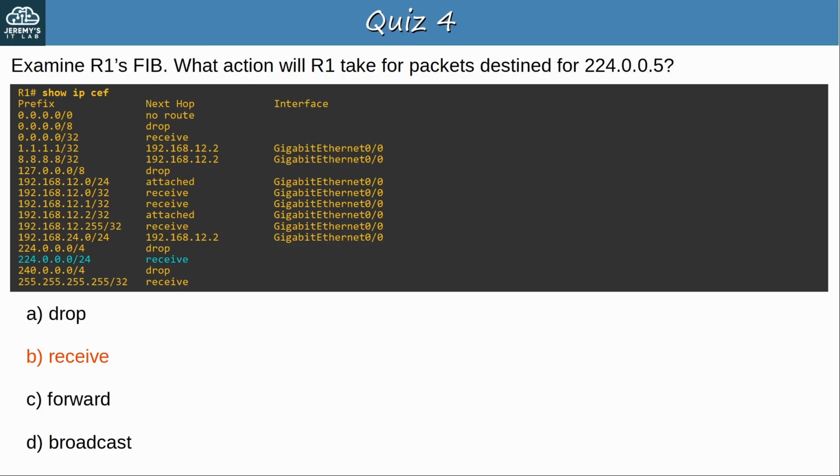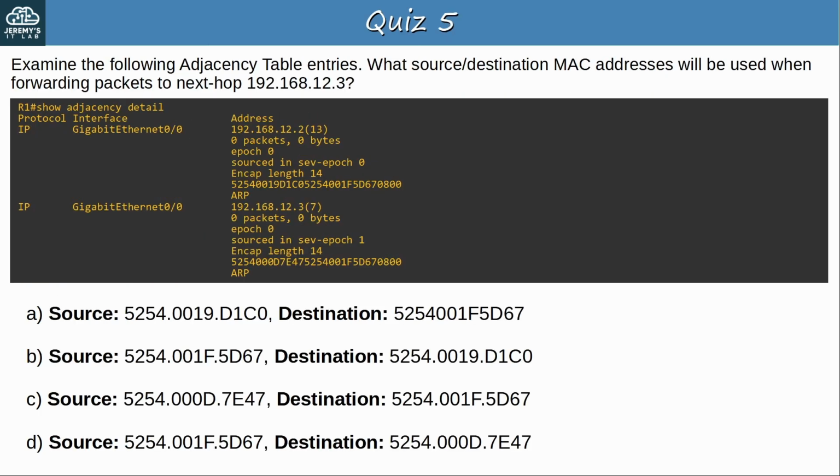Okay, let's go to question 5. Examine the following adjacency table entries. What source and destination MAC addresses will be used when forwarding packets to next hop 192.168.12.3? Pause the video now to think about the answer.